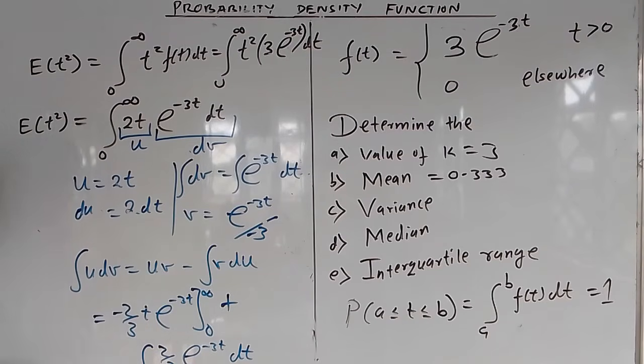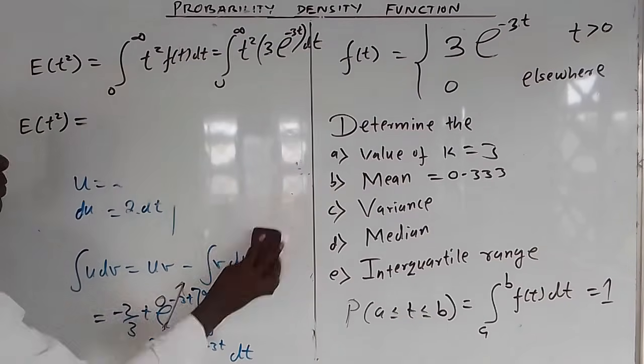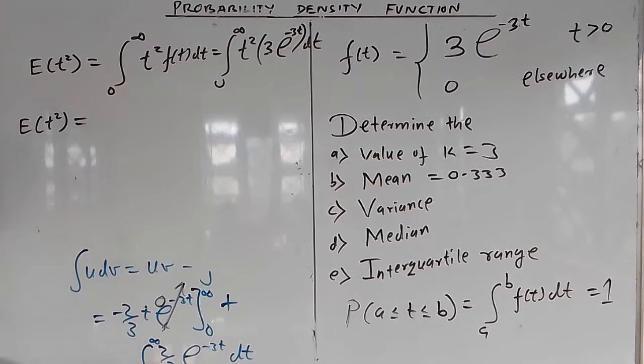Meaning the whole of this term is 0. Are we together? Plus 1. So here, we now remain with what we are integrating from 0 to infinity. So go back. What is your new expected value of t squared? What have you found now? Only this is what is left. What are you left with?